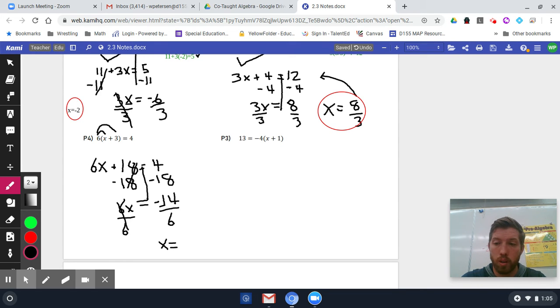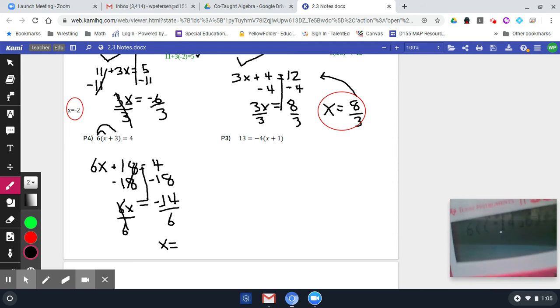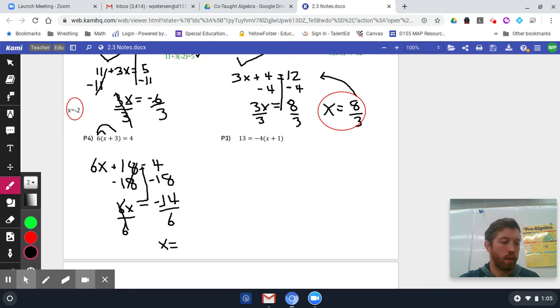Okay, let's check our work to make sure we did it right. So I'm going to do 6 parentheses. I'm going to put in my negative 14 over 6 plus 3, parentheses, and we get the answer of 4. Okay, so you can see I checked my work. It was a fraction again, and I got the answer of 4, so it was the correct answer. So although I got a fraction here, my answer came out as correct.